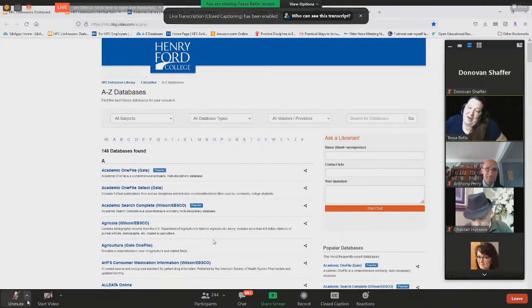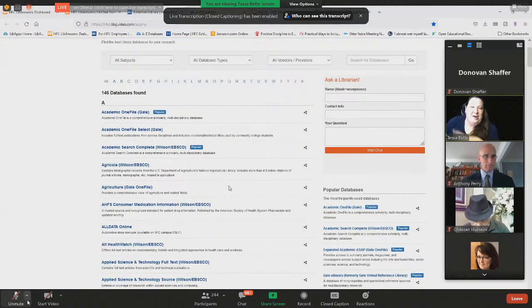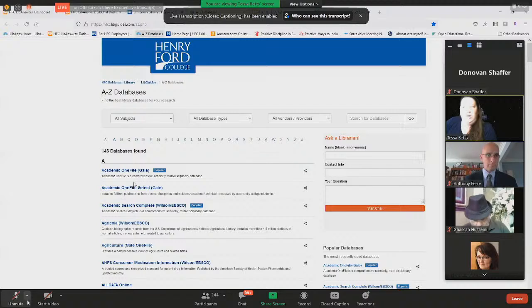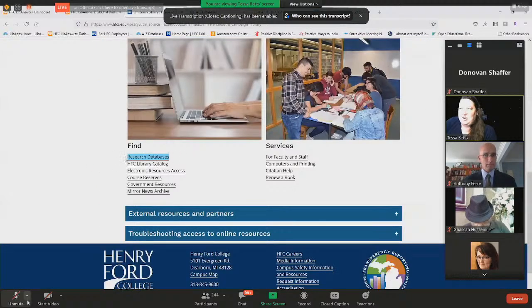Speaking of, you might want to double check all the links in your HFC shells to make sure they work before students get frustrated that they can't get into Gale Virtual Reference Library or Opposing Viewpoints. These links all work. If you need help with embedding them, just let one of us know, me or Janelle. That's a way better place to get started with research, right here under Find, Research Databases. I highly suggest you direct your students there.